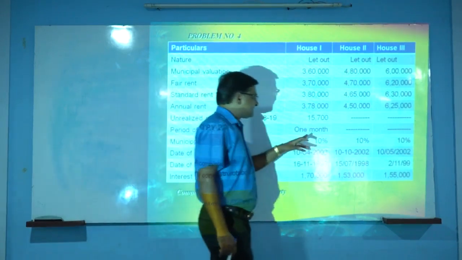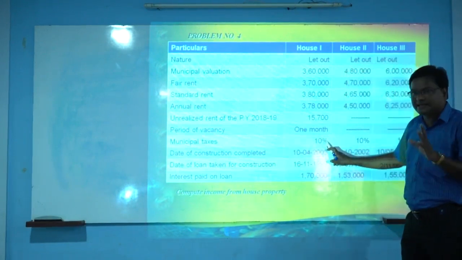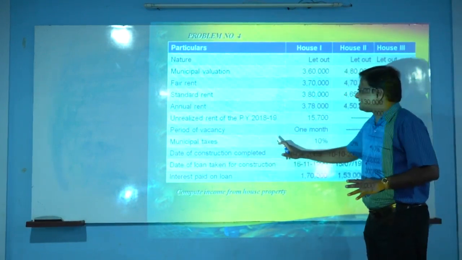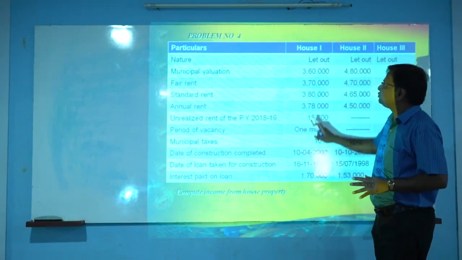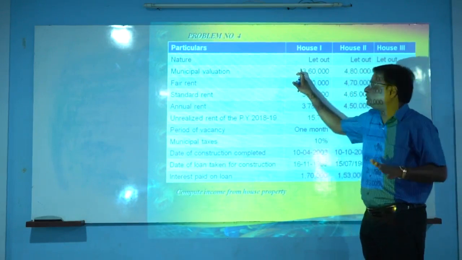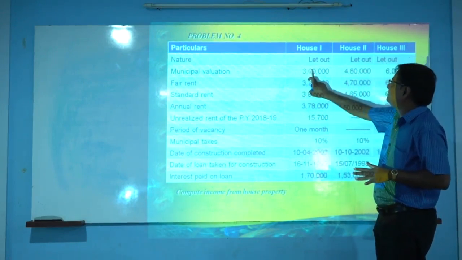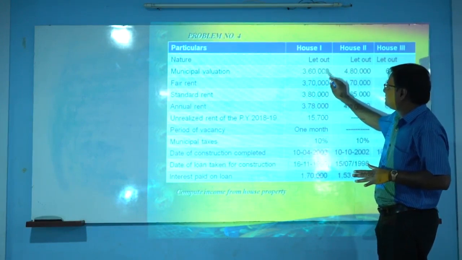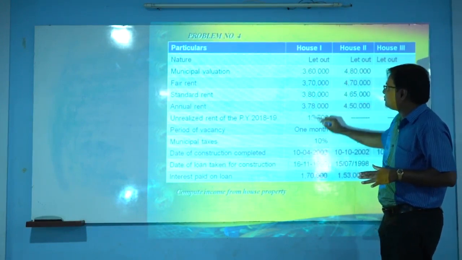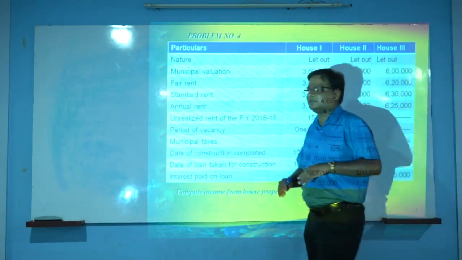Then municipal taxes are given as 10%. This percentage will be calculated on municipal valuation only, no other values. Means we have to calculate 10% here. The municipal valuation of this property is 3,60,000. Then the municipal tax for this property will be rupees 36,000, 10% of 3,60,000. Next slide.